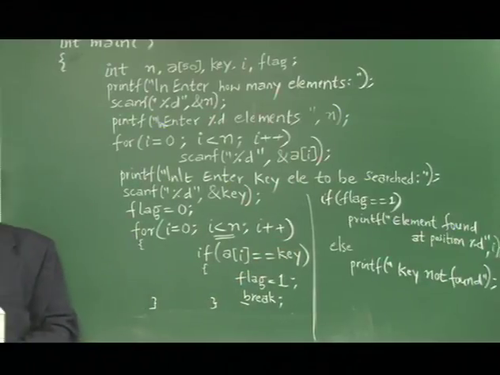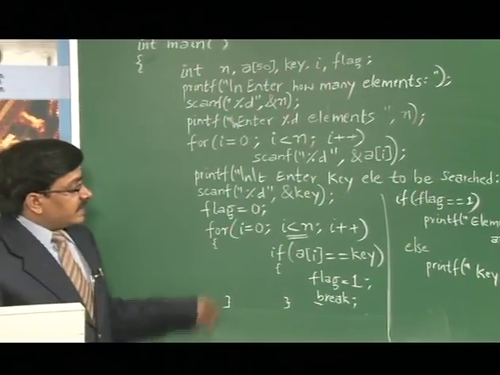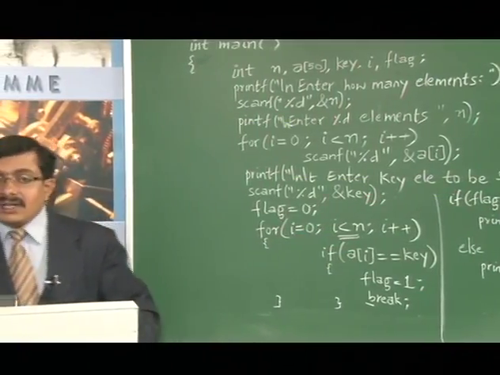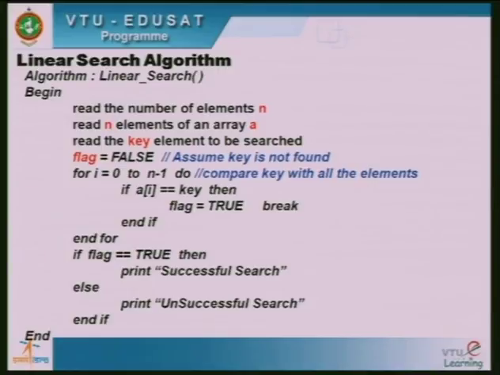When it is unsuccessful, it is very sure that since the element is not in the list, we say that it is an unsuccessful search. Now, this is how basically the linear search algorithm works.